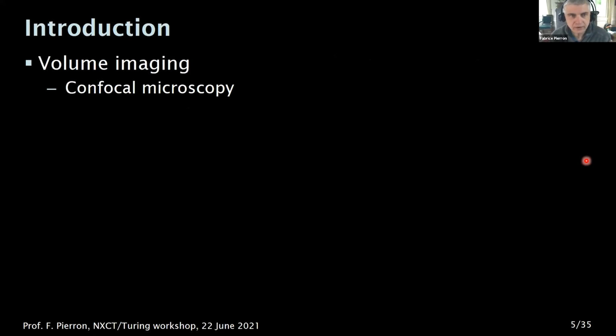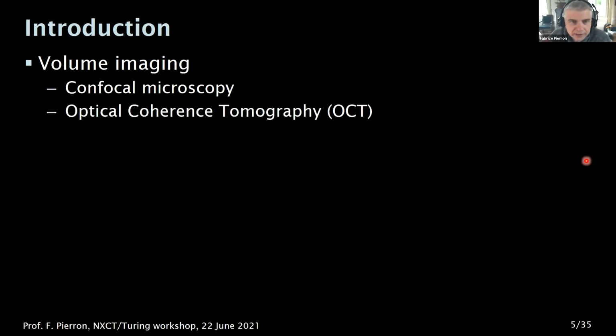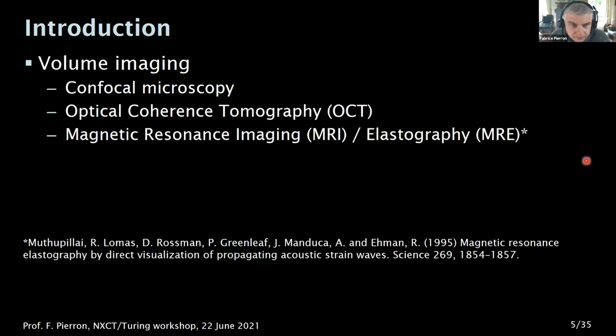So there are different ways of making images in the volume. I will just cite a few standard, or maybe less standard, protocols. Confocal microscopy you all know about. That's really for very small scales, mostly in the biomedical field. As is optical coherence tomography, which is another thing you might have heard of, which is very interesting as well for biological tissues.